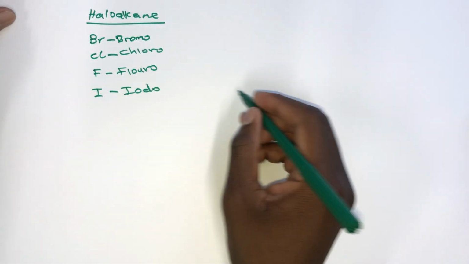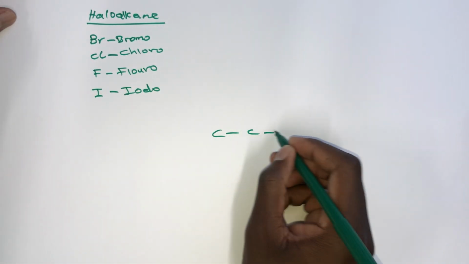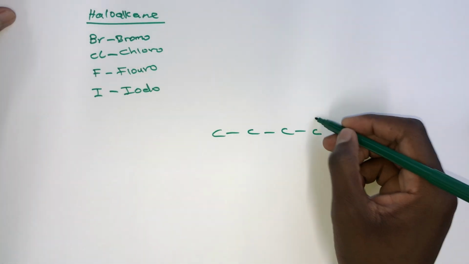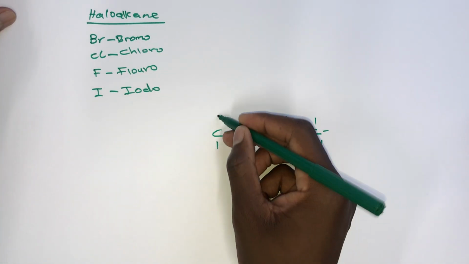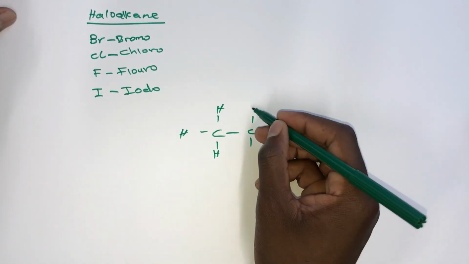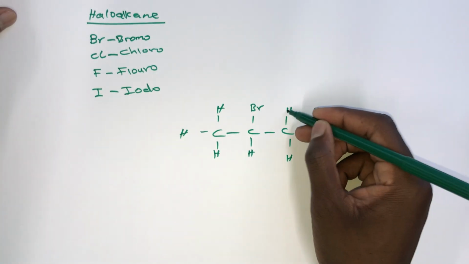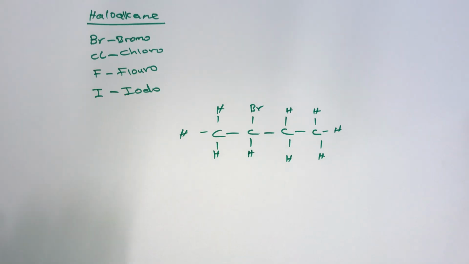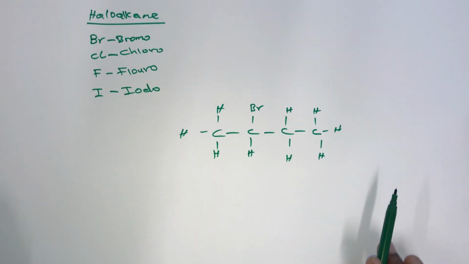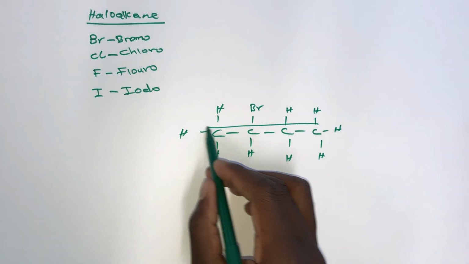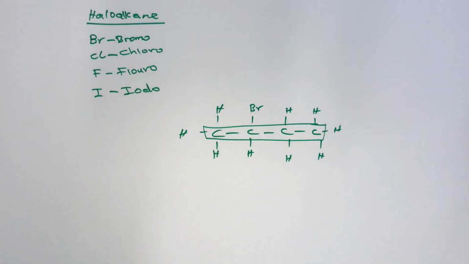And now let's say we have the structure like this, C, and then we have Br here, and then the hydrogen atoms. So first we check the longest chain. So this is our longest chain. That means we are going to circle the longest chain. After circling the longest chain, now we must number the carbon atoms, but we must make sure that our halogen must get the lowest number.